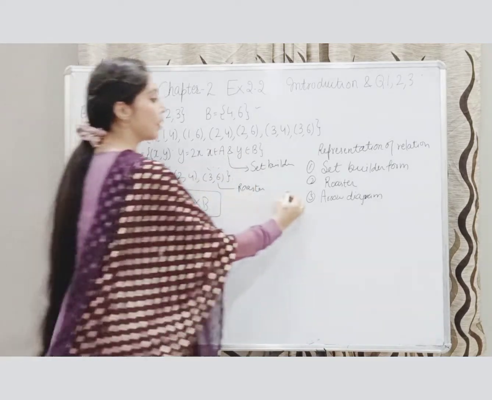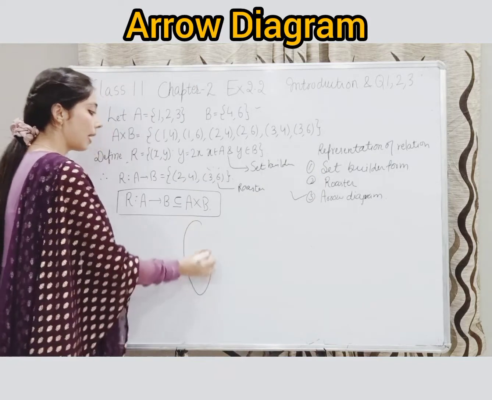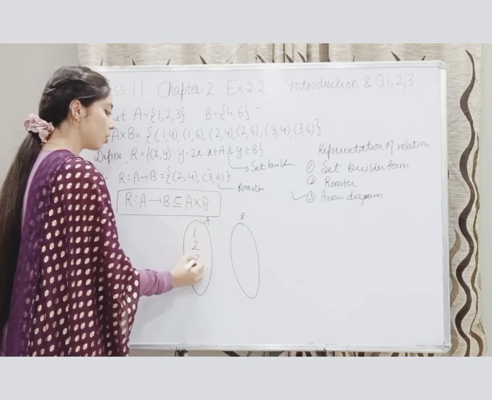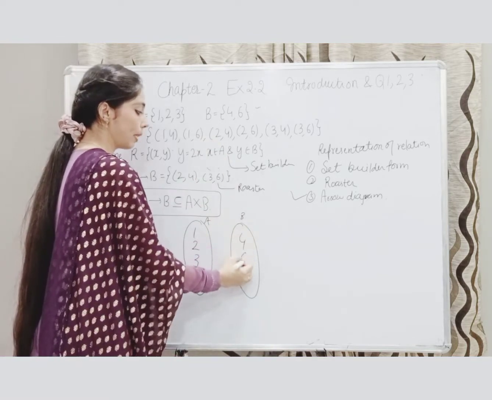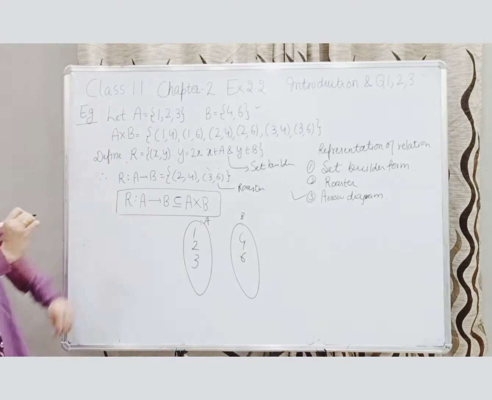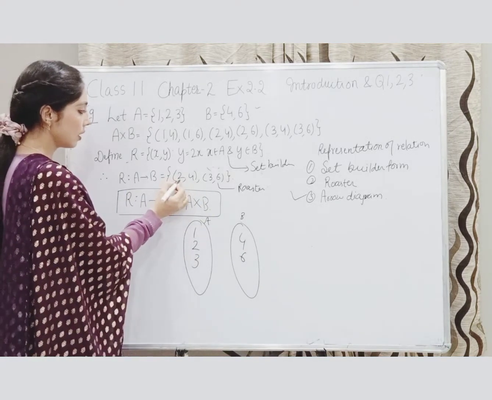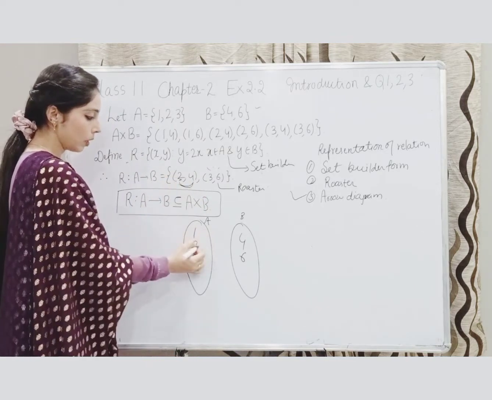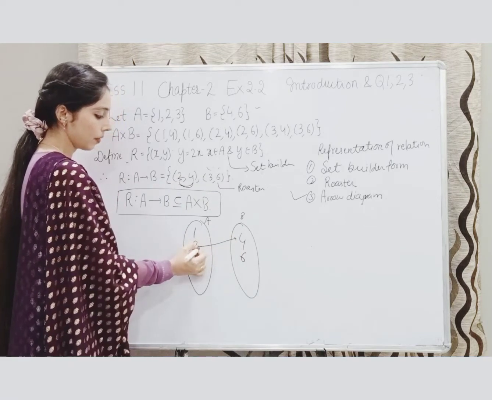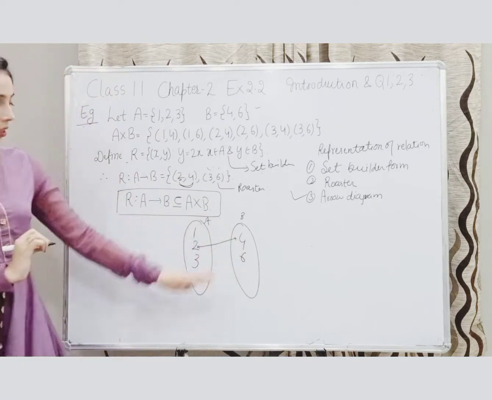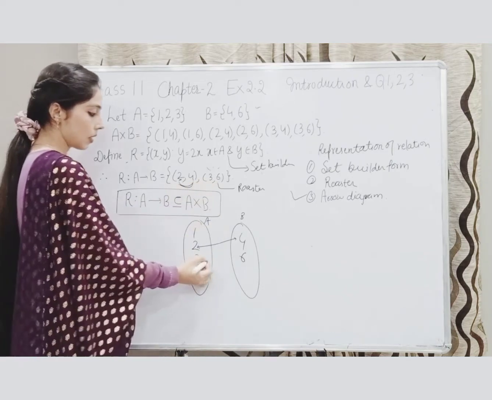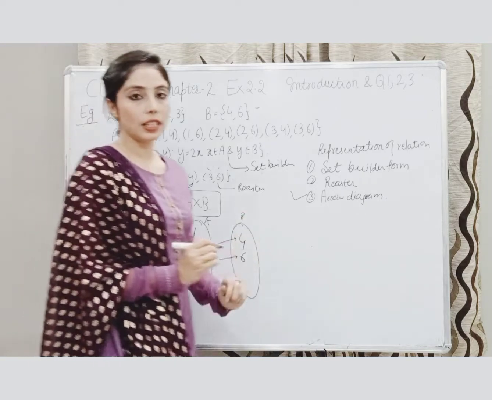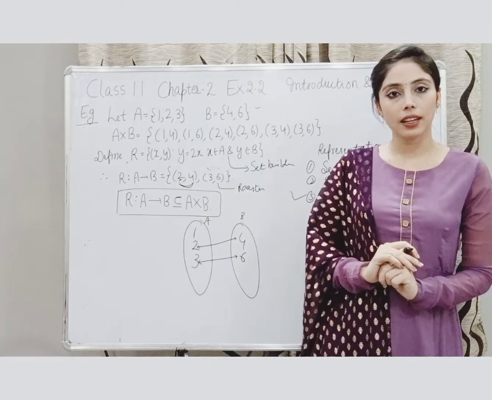Now what about the arrow diagram? By arrow diagram we will draw set A and set B, in which set A has 3 elements, and in set B we have 2 elements, 4 and 6. Okay, so how can you represent a relation? Here we will draw the first ordered pair, 2 and 4. 2 is related to 4. By this arrow we will represent it. And second is 3, 6. So this is the representation of relation by arrow diagram.